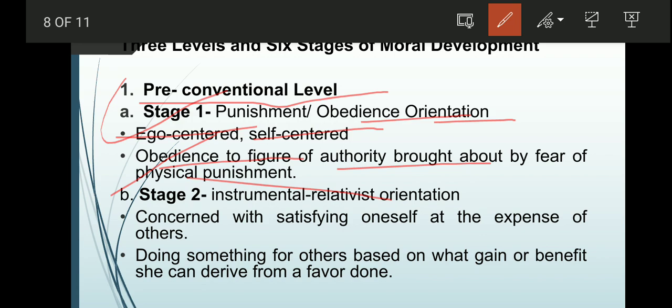So, maunang pre-conventional sa stage 1. Sa stage 2 naman, instrumental relativist orientation. So, it's concerned with satisfying oneself at the expense of others. So, doing something for others based on what gain or benefit she can derive from a favor done.